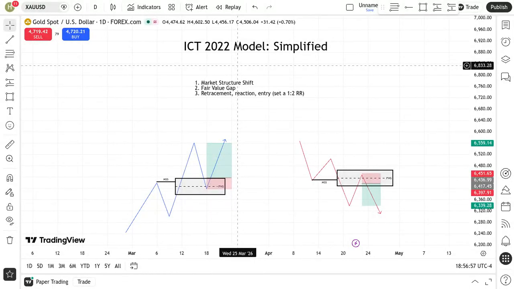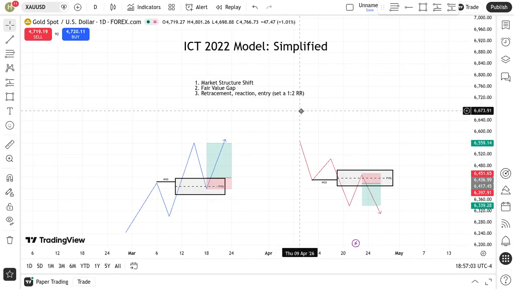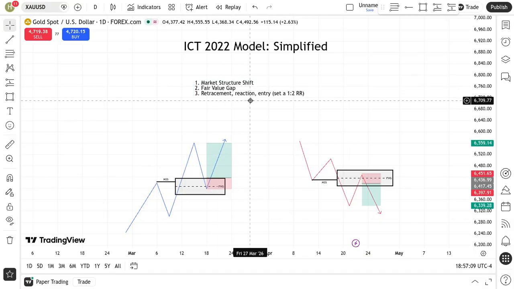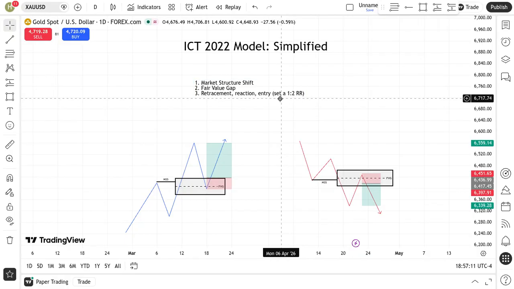Today, I simplified the ICT 2022 mentorship model in 3 easy steps. You do not want to miss this. This is very easy. It's a repeatable process. Market structure shift, fair value gap, retracement, reaction, entry, and you set your stop loss and take profit at a 1 to 2 risk reward.